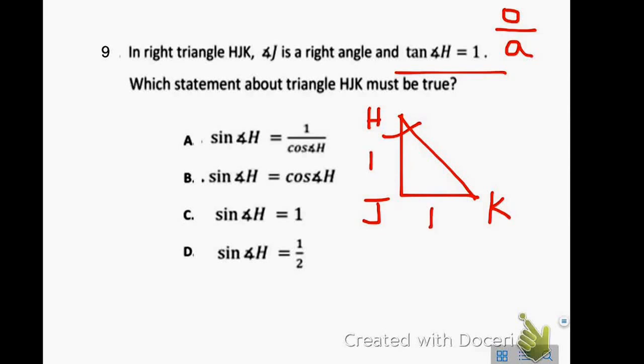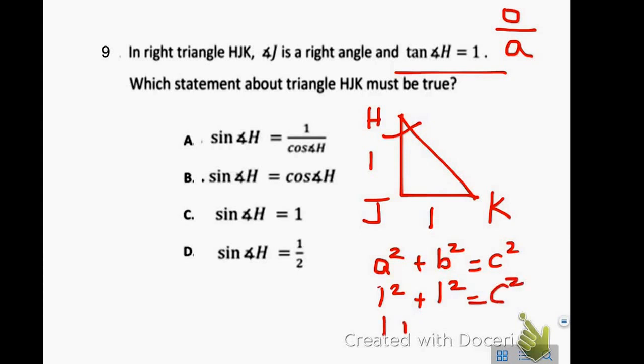Now to find the hypotenuse, I would use a squared plus b squared equals c squared. So that would be 1 squared plus 1 squared equals c squared. 1 squared is 1, plus 1 squared is 1, equals c squared. So 1 plus 1 is 2. To find the value of the hypotenuse, I need to take the square root. So the hypotenuse must be the square root of 2.